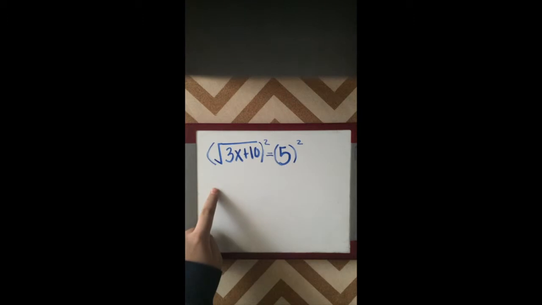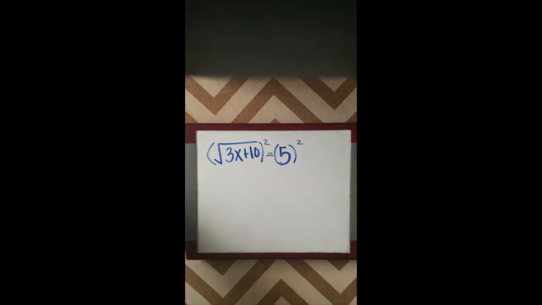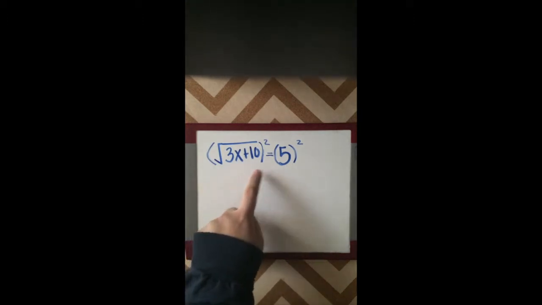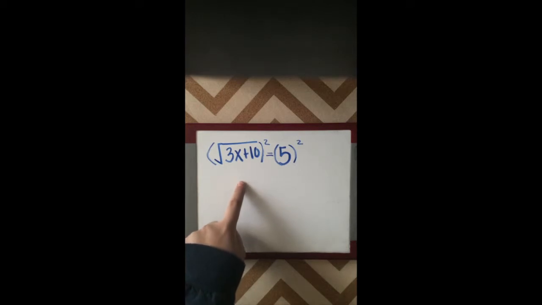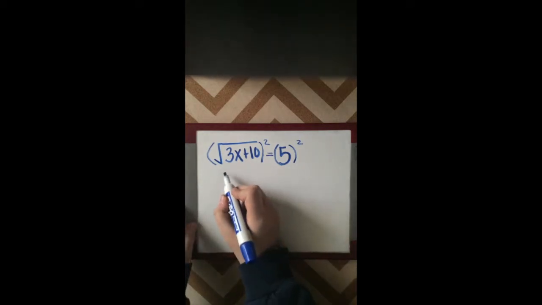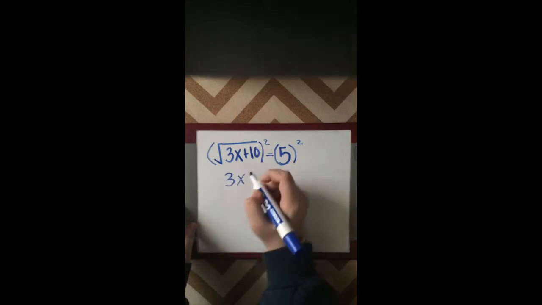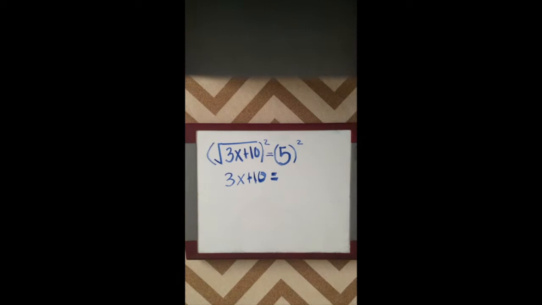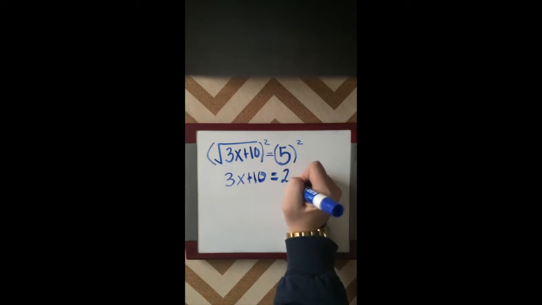And when you square a radical, basically the numbers inside the radical aren't squared since they're already inside of a radical. They're just left alone, except the radical goes away because you're squaring it. So just a 3x plus 10. But as you can see, the 5 is not in a radical. So you need to just actually square the 5 like a regular number. And when you square 5, you get 25.